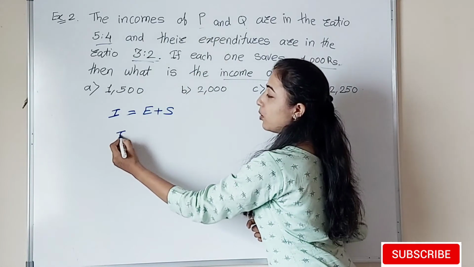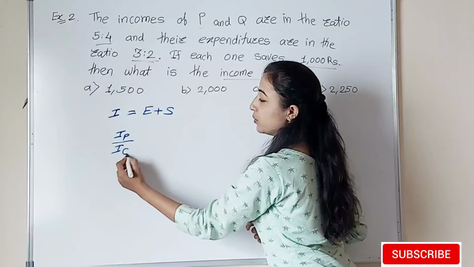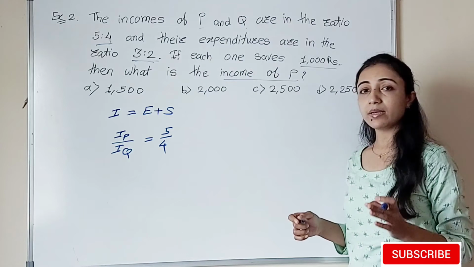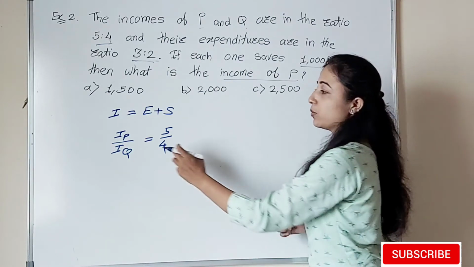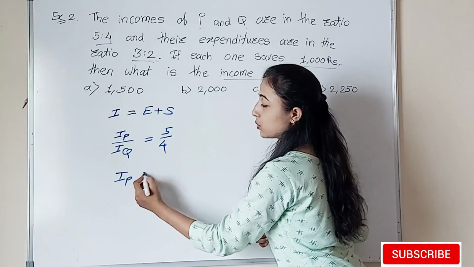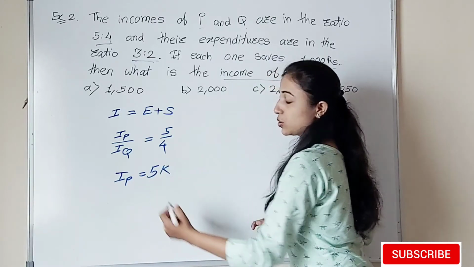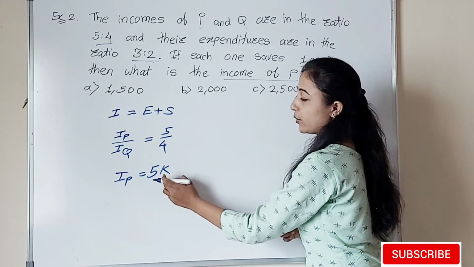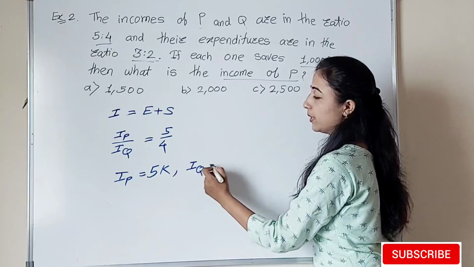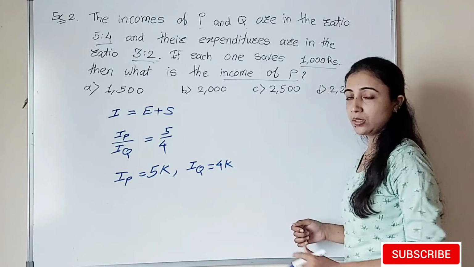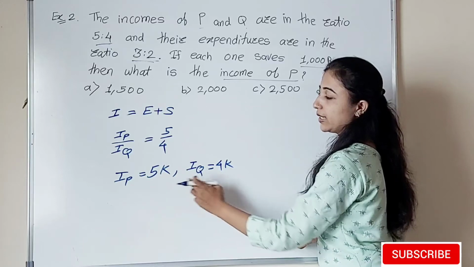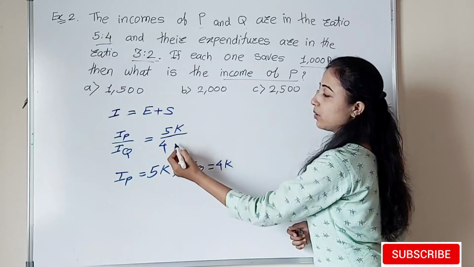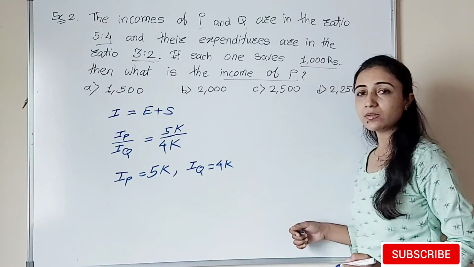And here the income of P divided by the income of Q, if we take their ratio, is given as 5:4. If the terms are given in ratio form, we know that to take the income of P we have to consider it as 5K. It is a similar quantity that may cancel out, and we are considering it K. So it is 5K, and obviously the income of Q will be 4K. If we divide these terms, we get the ratio 5:4. That means we are considering the income of P as 5K and the income of Q as 4K.